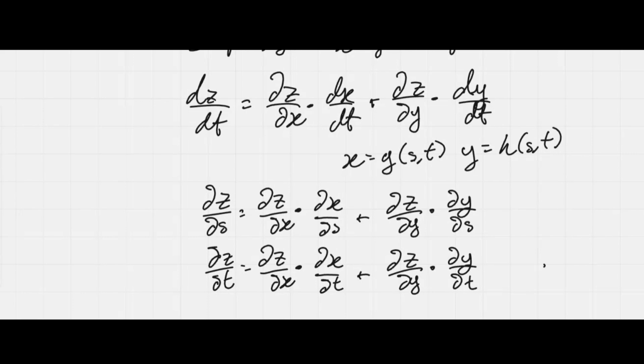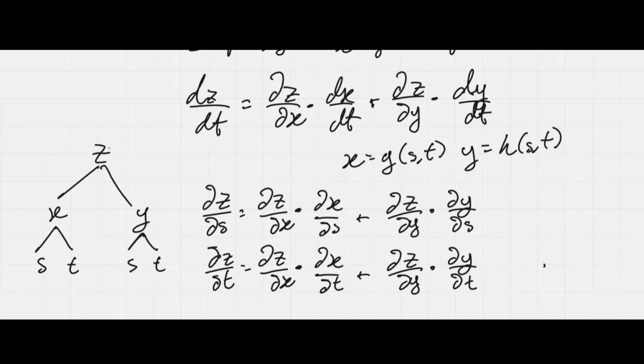And in fact, we can actually create a tree diagram in order to help us in doing this. So what is a tree diagram? Well, let's say in this example, and in this earlier example, z was being defined by variables x and y, and those variables x and y were defined by s and t.